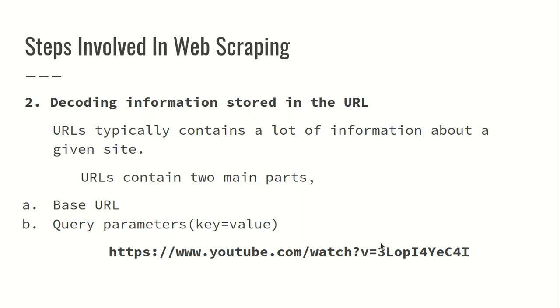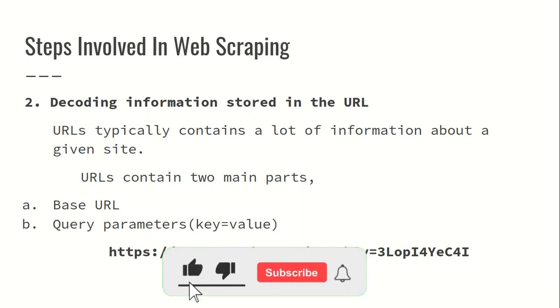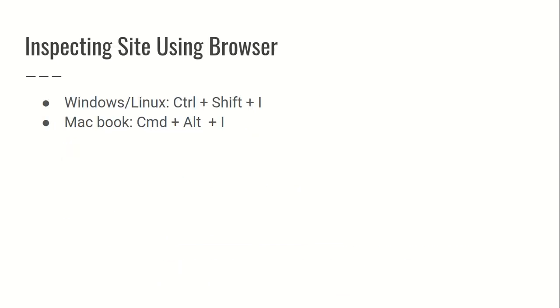So if you're trying to do something like scraping YouTube, you might pay attention to their URL and understand how their URL works and how you can use it to your advantage when scraping the website. URLs contain a lot of information that you can work with when you're scraping a website. Just a lot of information.